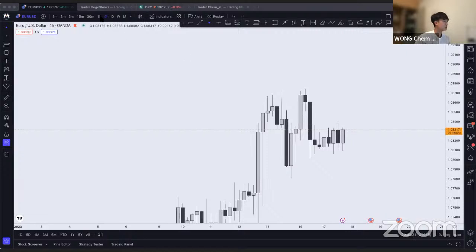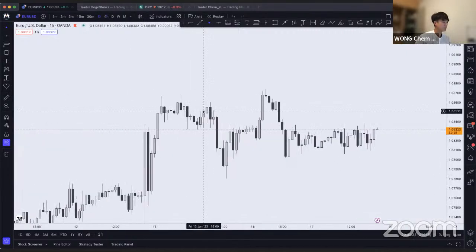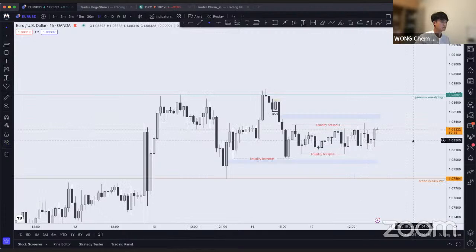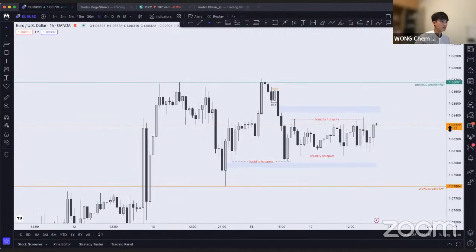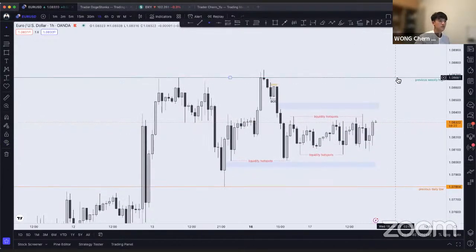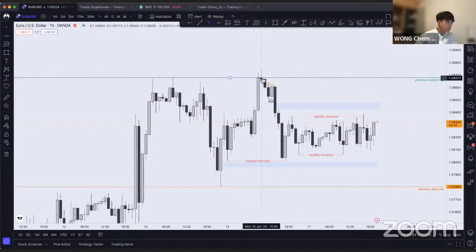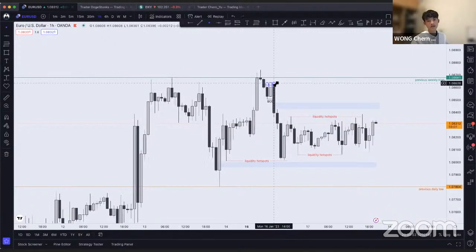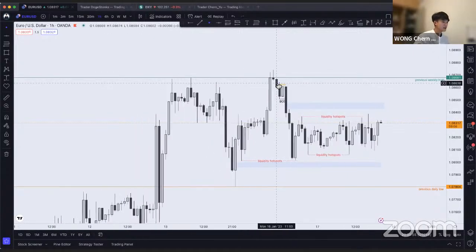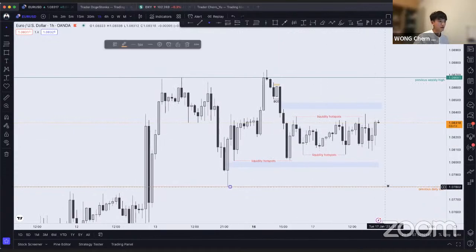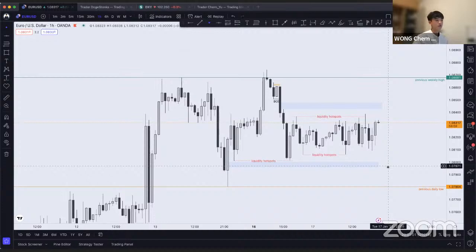Let's talk about the 1 hour time frame instead, and let me pull up my chart analysis. If you're looking directly here, I actually marked out the previous weekly high, which has been cleared by price on Monday. And the high at 1.0868 has been cleared, which, as I've mentioned just now, led to a very, very strong bearish momentum. Okay, guys, and also I've marked out the previous daily low where price could potentially tap into before heading up north.